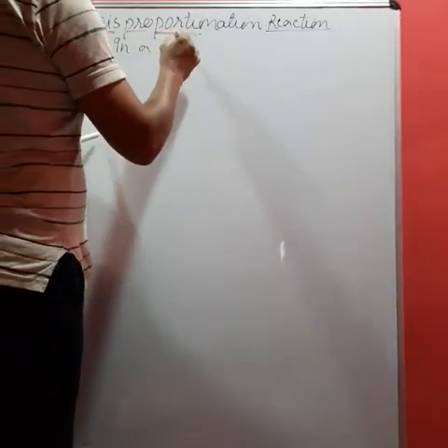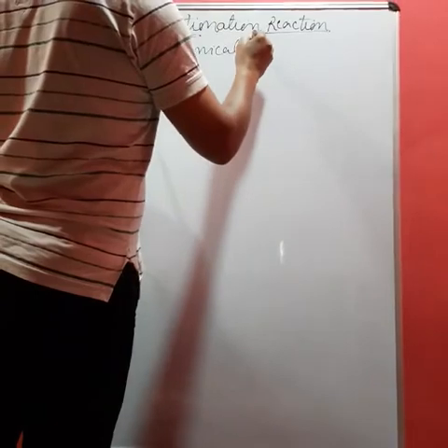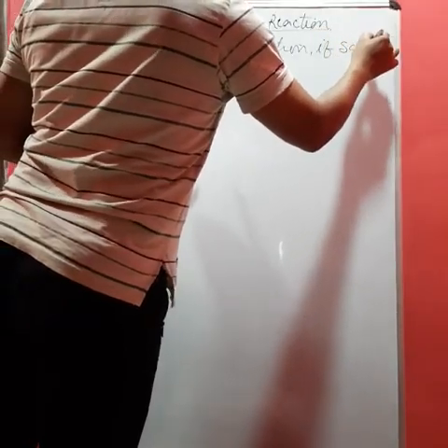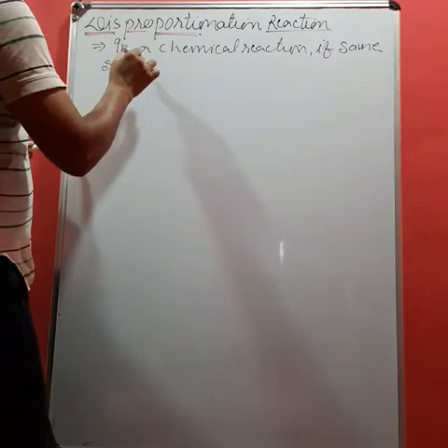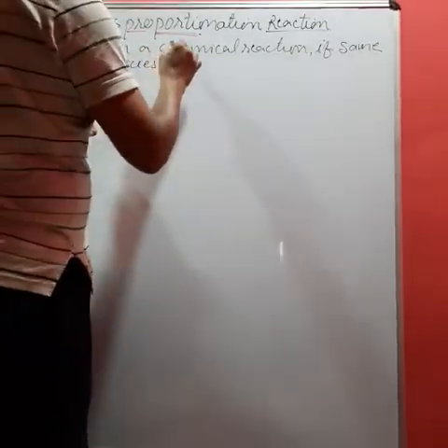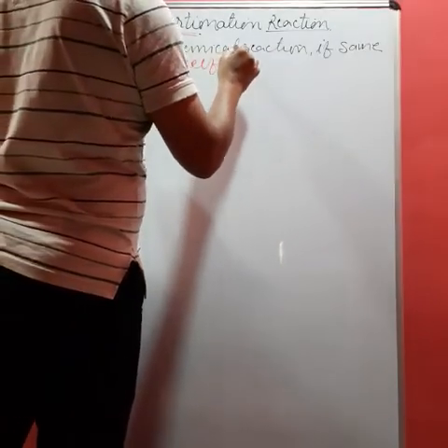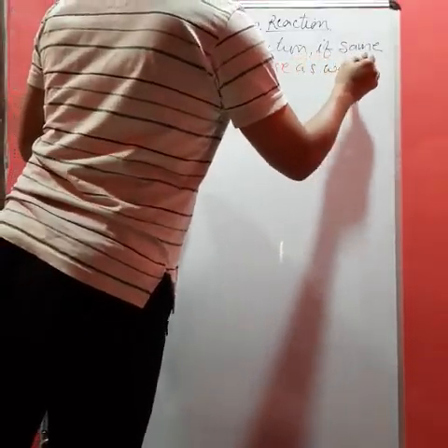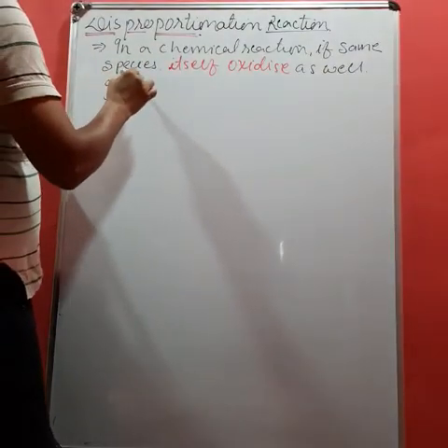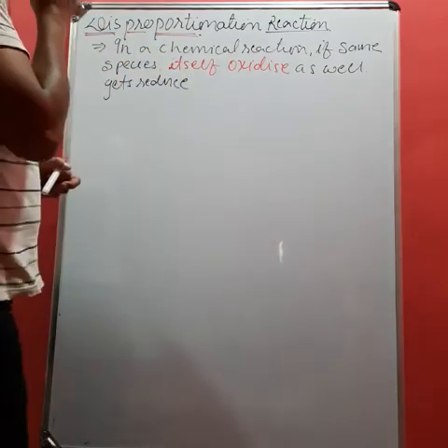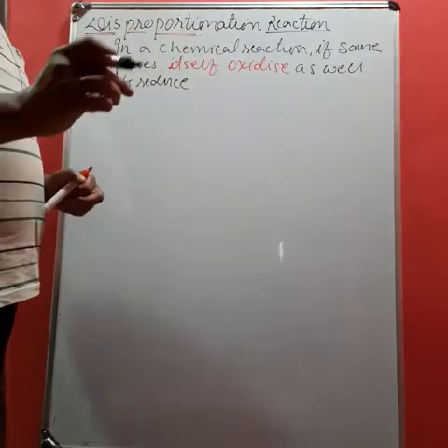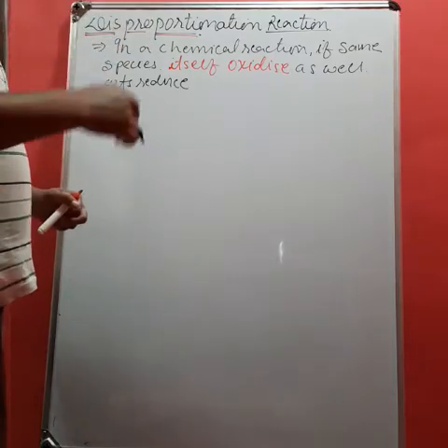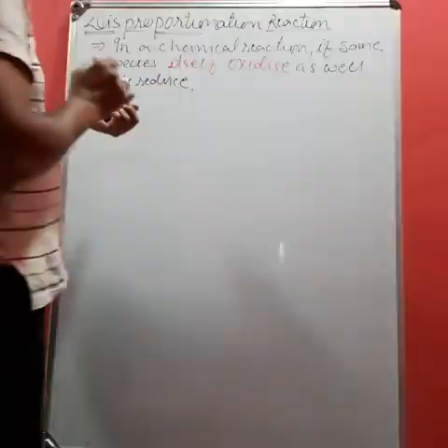In a chemical reaction, if the same species itself gets oxidized as well as gets reduced, that is, the two species, that is, two atoms of different elements are not required, but the same element's atom itself gets oxidized as well as reduced, this is known as a disproportionation reaction.